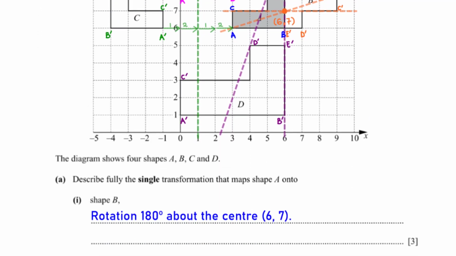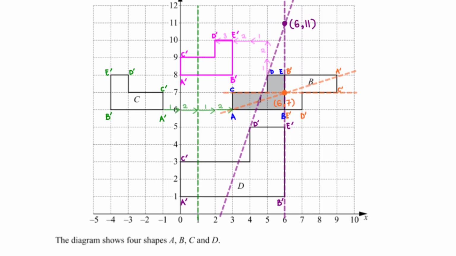The diagram shows 4 shapes A, B, C, and D. Describe fully the single transformation that maps shape A onto shape B. When we look at shape A and shape B, they have the same lengths, but their orientation is different, which means the transformation is either a reflection or a rotation. When we rotate shape A 180 degrees, we get shape B. For a 180-degree rotation, we don't need to specify if it's clockwise or anti-clockwise, because either way, it's still the same. Now we need to find the center of rotation.